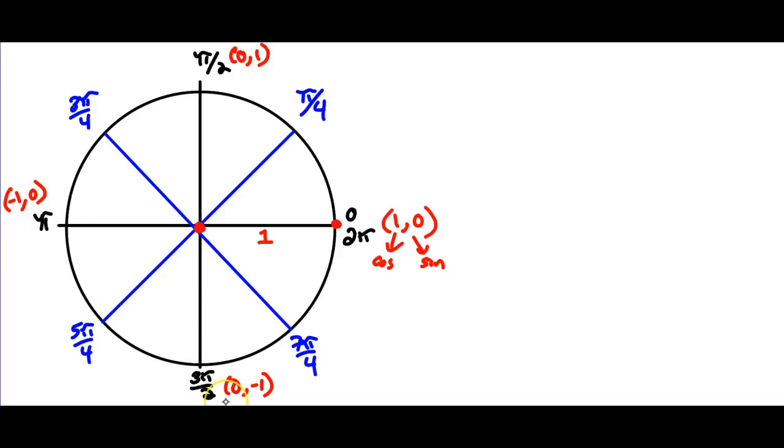So the cosine value of 3 pi over 2 is the same. It's 0. But this time, the sine value, because you're going below the x-axis, is going to be -1. So those 4 right there should be quick ones for you to learn. But then, this is all review from the last video.